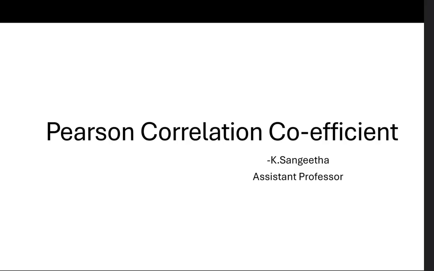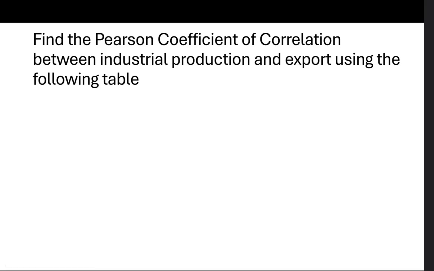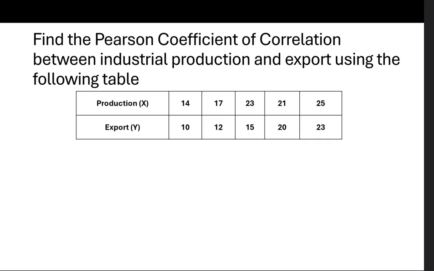In this video, we are going to find the Pearson correlation coefficient for the given problem. The problem is: find the Pearson coefficient of correlation between industrial production and export using the following table, which is a given set of values.